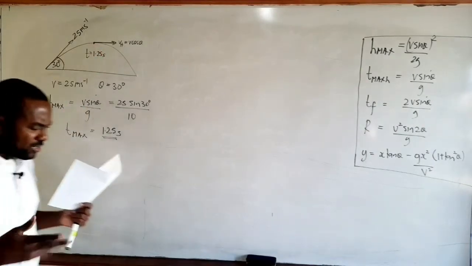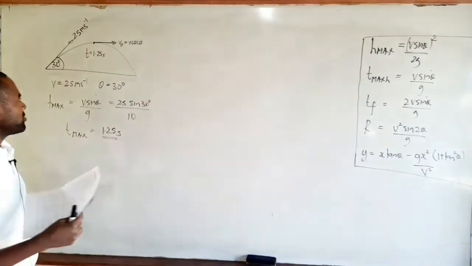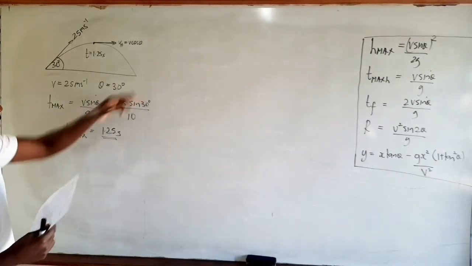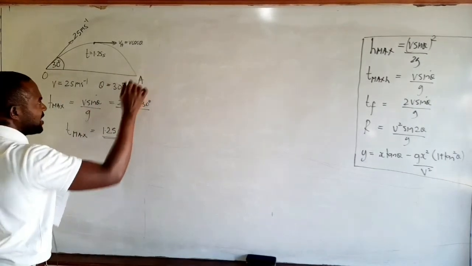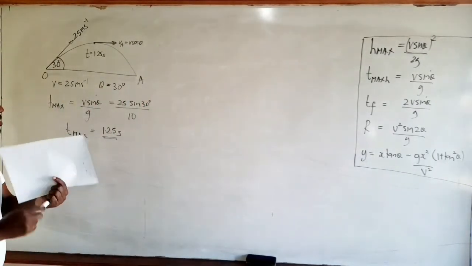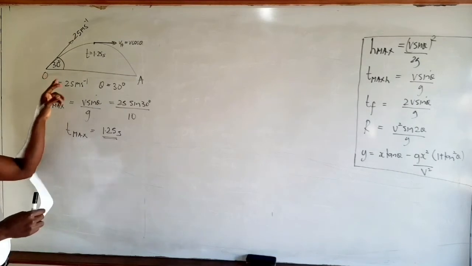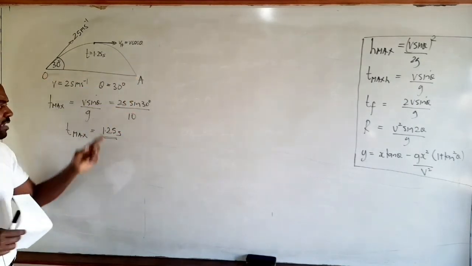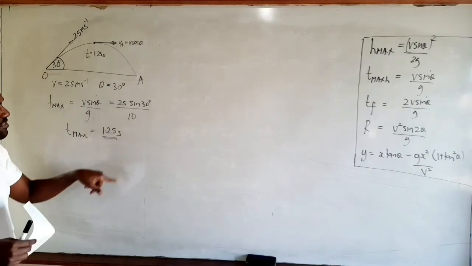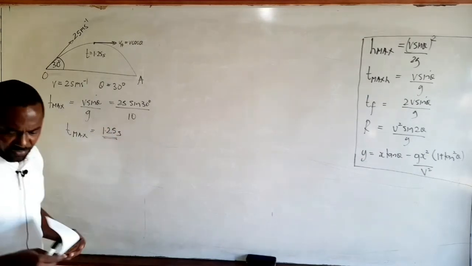Now, because of the nature of this motion, if it was to return to its initial level of projection, let's say this point is O and this point is A, at its initial level of projection, then the time of flight, or the time taken to return, would be twice the time taken to reach maximum height, and that would be 2.5 seconds. So what is the importance of that?